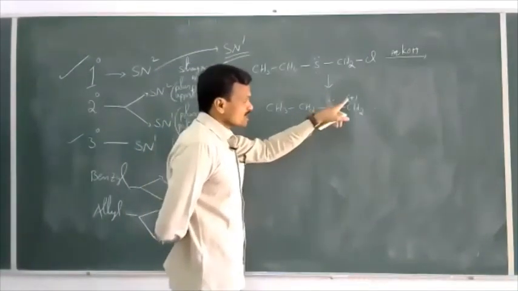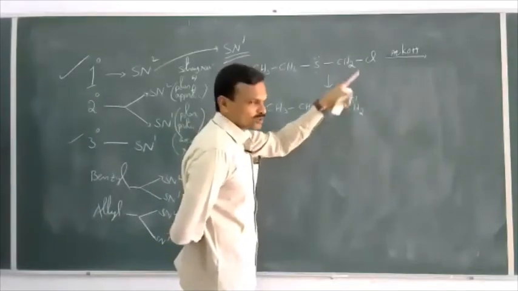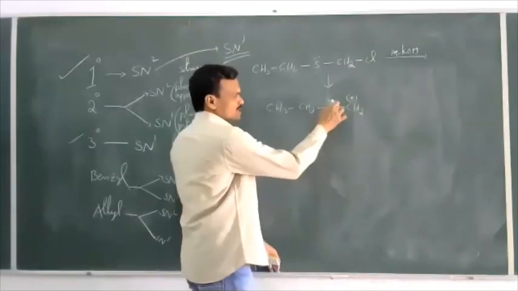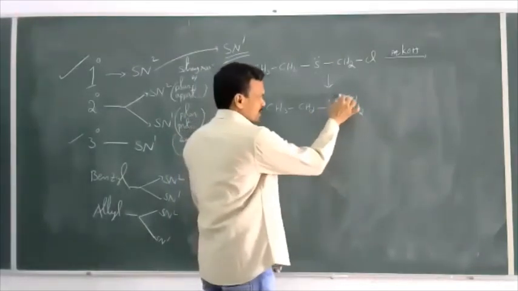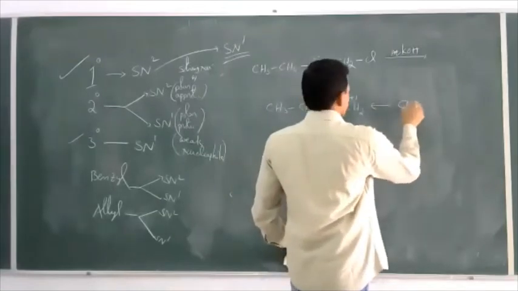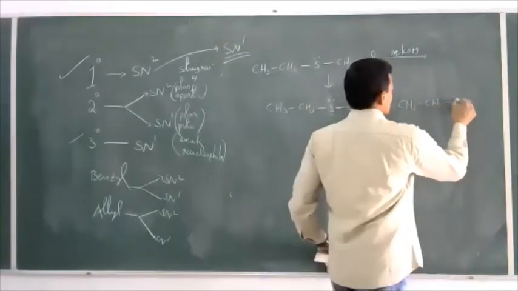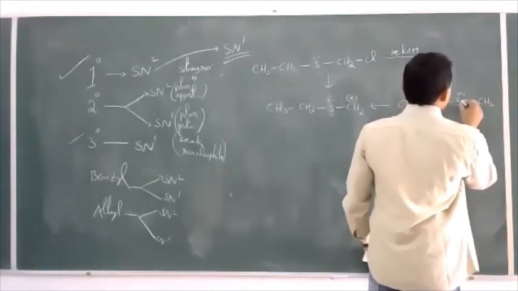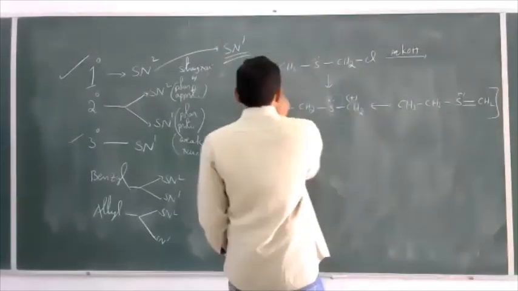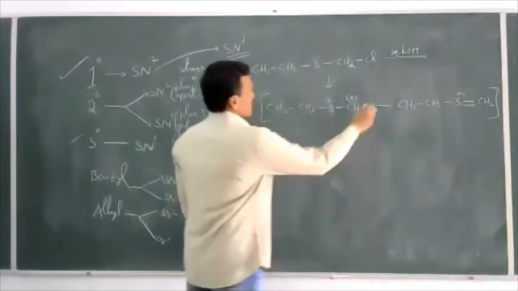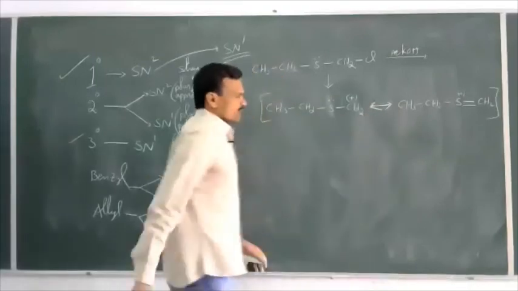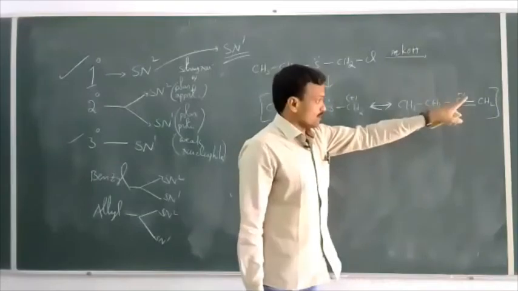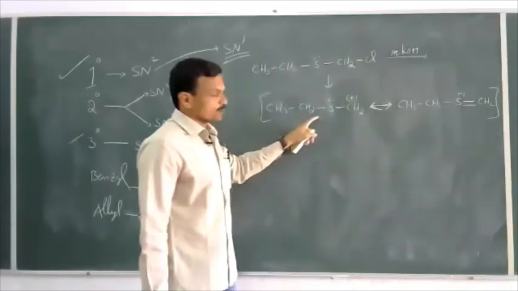But this carbocation formed here is stabilized through resonance effect, because this carbocation is in conjugation with these pi electrons. This electron pair is displaced here. Then we can get a resonance structure like this: CH3, CH2, S plus, CH2. These are the two resonance structures. So after removal of halide ion, the carbocation formed here can be stabilized through resonance effect. So this is a stable carbocation.